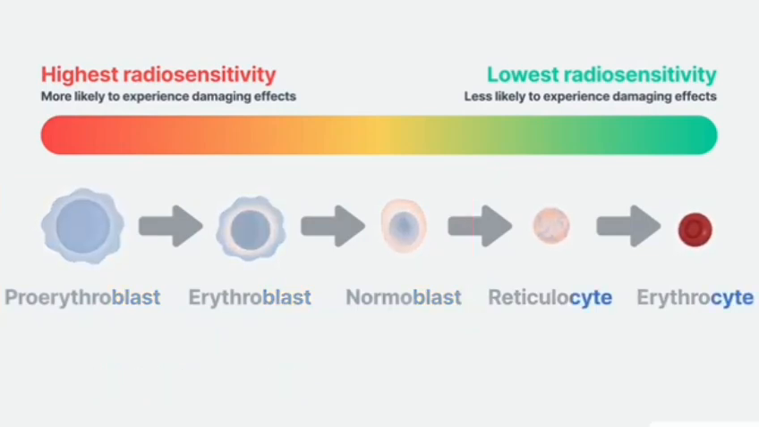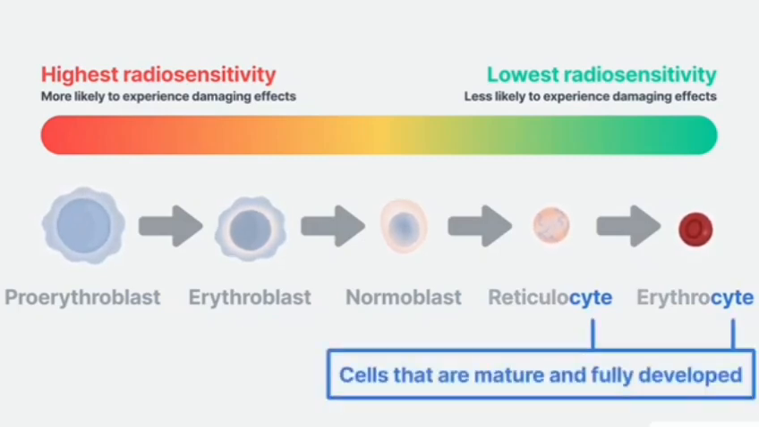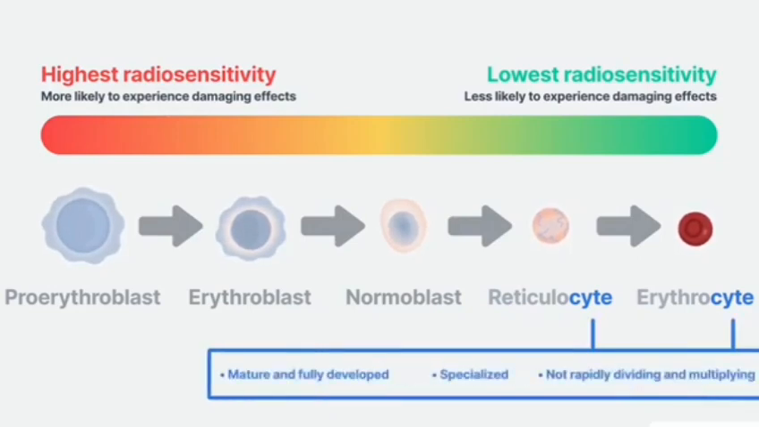Also notice that reticulocytes and erythrocytes both have the suffix "cyte" in the name. The suffix "cyte" refers to cells that are mature and fully developed. They are specialized and not rapidly dividing and multiplying. These mature blood cells are not as radiosensitive. In other words, they're not as prone to death and mutation from radiation exposure. They're more sensitive than some cells, but less sensitive compared to immature blood cells.